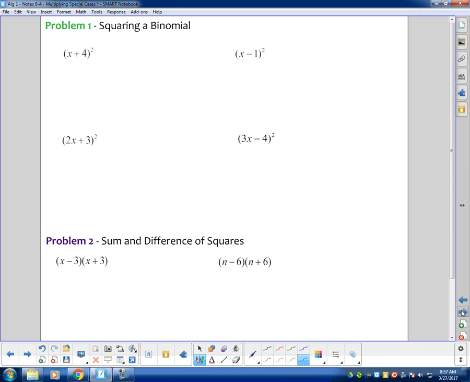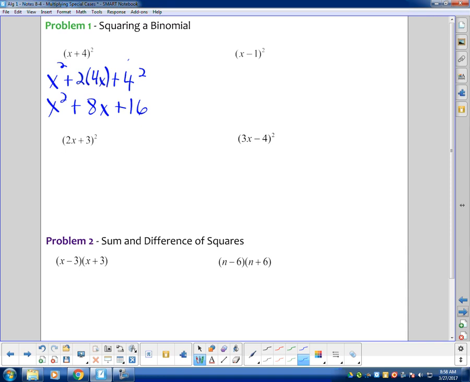All of these up here in problem 1 are perfect square binomials. Let's see if we can use our shortcut here. We know that the first term will be x squared. The last term will be 4 squared, or 16. So it's x squared and 4 squared, and then in the middle will be plus 2 times 4x. Let's write it down here instead. I've got x squared plus 8x plus 16. And that's my final answer.